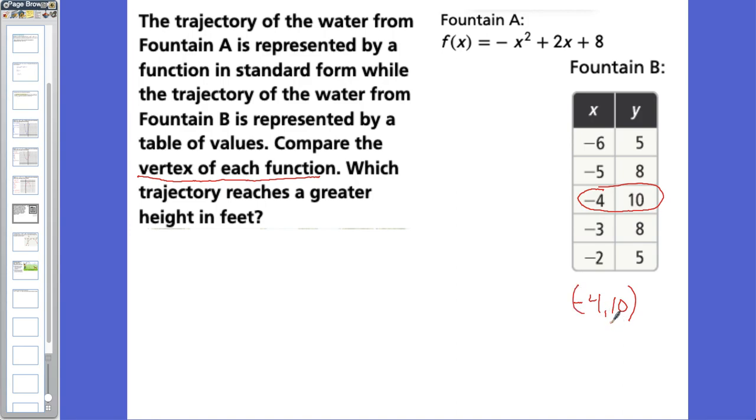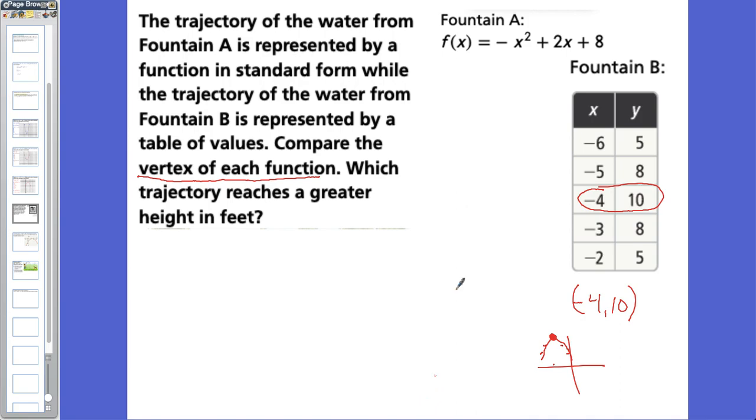Think about what this graph would look like at negative 4. I'm going to have the height of 10. So if we had a little graph here, and I went over to negative 4, my vertex is at 10, and at negative 5, one over here, it's 8 and 8, and then at negative 6, it's 5 and 5. So this thing is a downward facing, it's going like that. And so my vertex, my maximum, is right here at negative 4, 10.